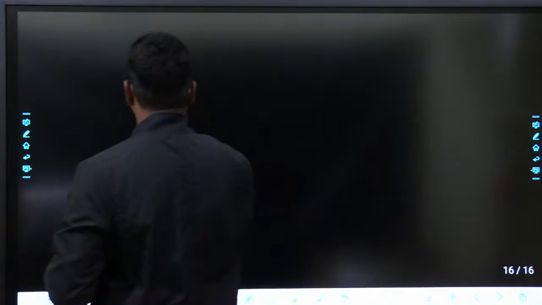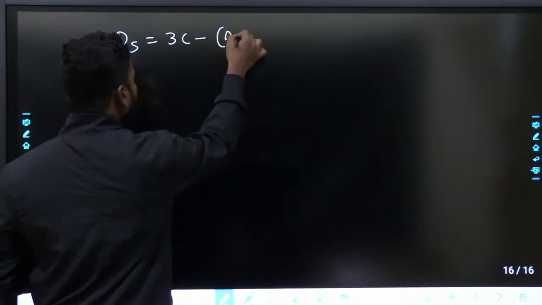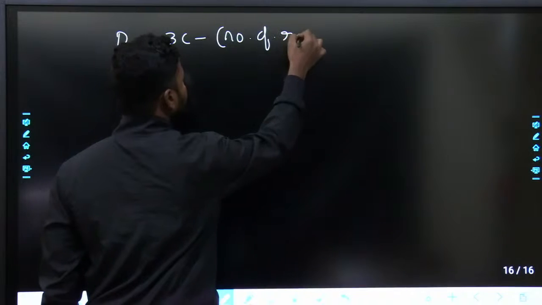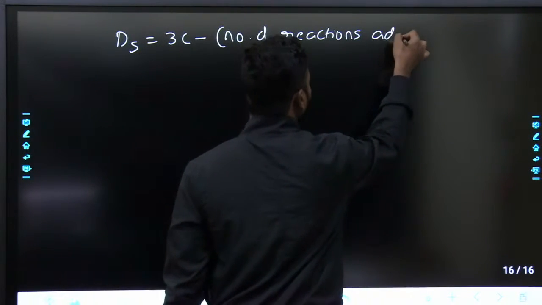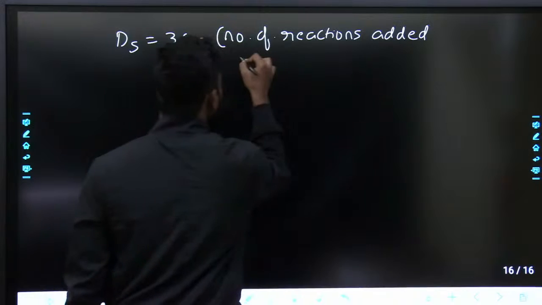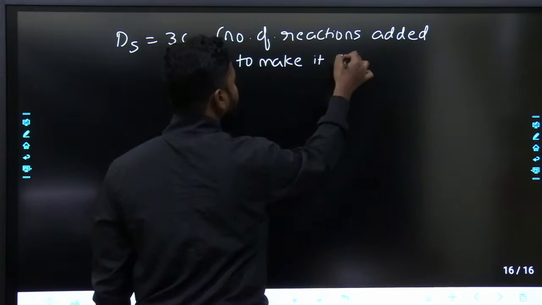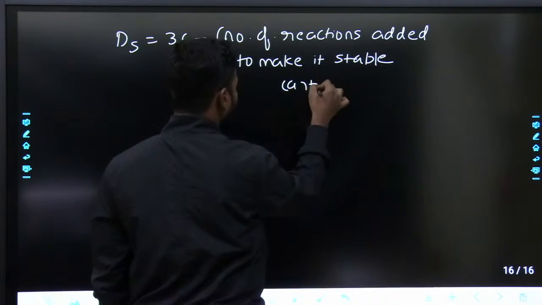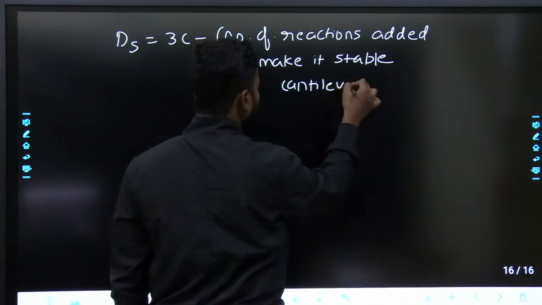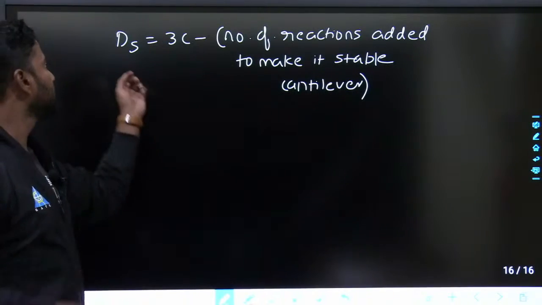Fine, I'll write DS is equal to 3C minus the number of reactions added to make it a stable cantilever. Fine. So the number of reactions added to make it a stable cantilever.